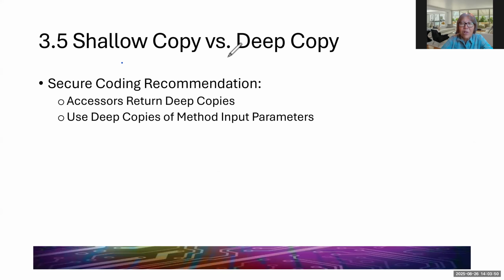Because of shallow copy and deep copy, there is a secure coding recommendation. If you recall the accessor, the get method always returns something. So you should return a deep copy, because otherwise it will have that aliasing issue.